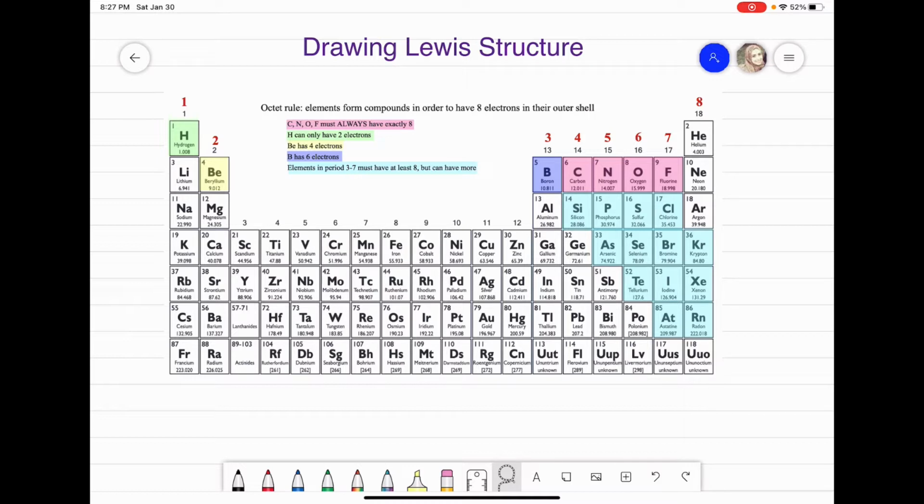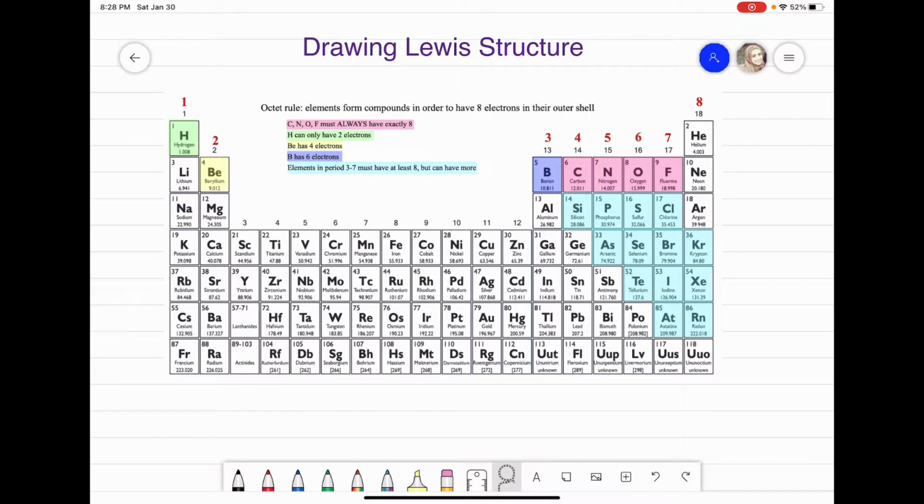You also need to know the octet rule. The octet rule essentially says that most elements need 8 electrons to fill their outer shell. Some elements need less than that, like hydrogen, for instance, but most elements need 8 electrons to fill their outer shell. So that's the octet rule, and we're going to be dealing with that a lot today.